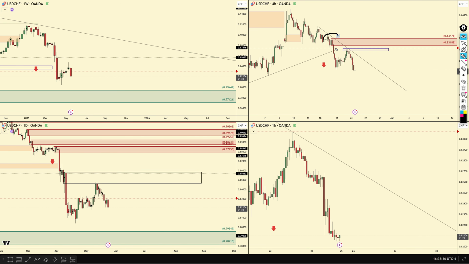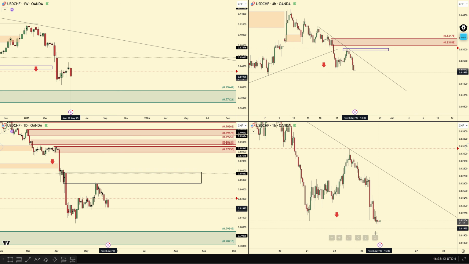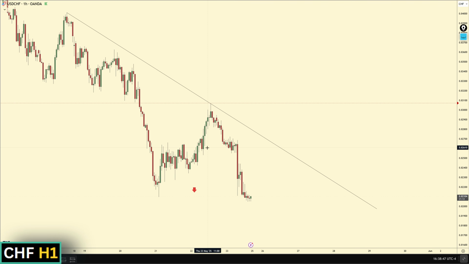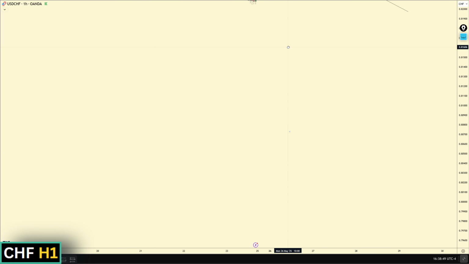And again, guys, that is a 4-hour supply zone coming off of a daily supply zone. So this is what I like to call a multiple time frame analysis trade. It is very high probability in my opinion. Could it lose? Absolutely, and I am prepared for it.